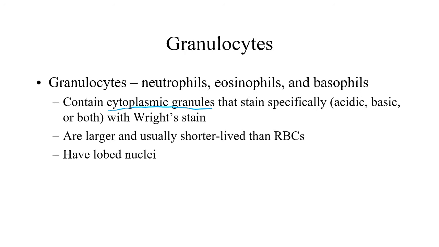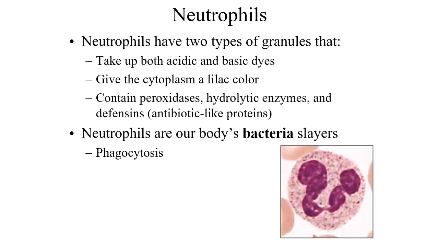The granulocytes themselves tend to be bigger, so we get much larger cells, but they stick around a relatively short amount of time, especially when compared to the RBCs. And so whereas with the red blood cells we may get a few months out of them, with the white blood cells we're really getting just days.